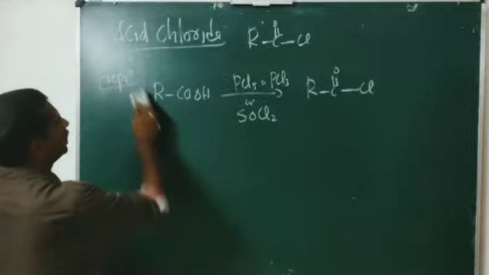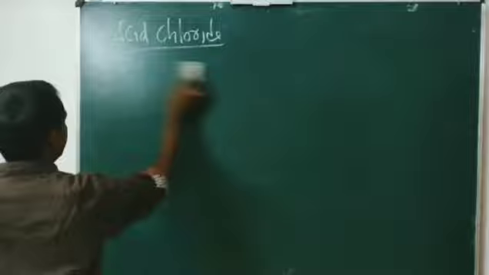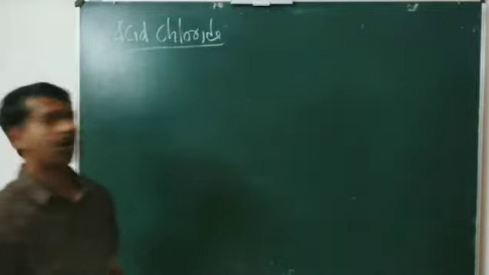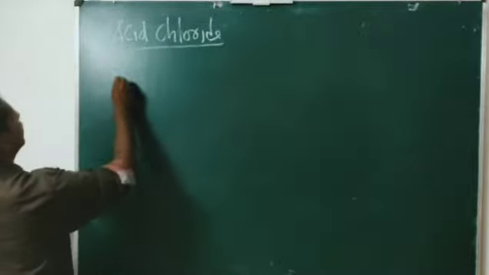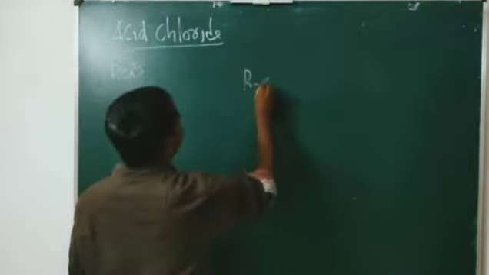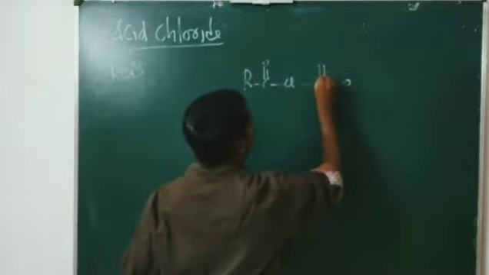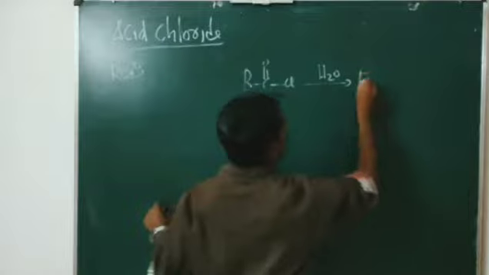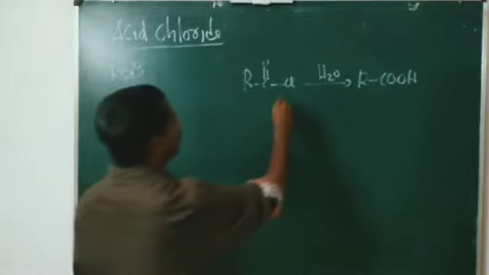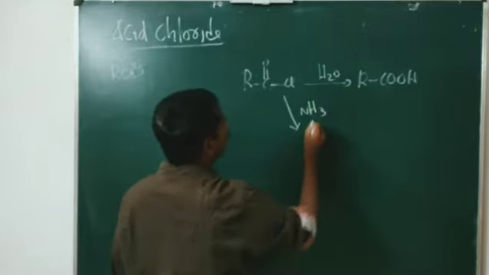When carboxylic acid is treated with phosphorus pentachloride or phosphorus trichloride or thionyl chloride, we get acid chloride. Now reactions of acid chloride. You can see that RCOCl, acid chloride, on hydrolysis with H2O, will change into carboxylic acid, RCOOH. When it is treated with ammonia, NH3, we get amide.